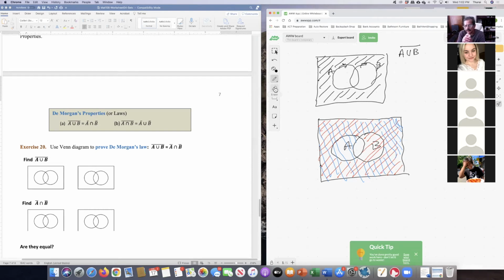So therefore, A bar intersection B bar is outside of the two circles. So that matches the first picture. So therefore, they're both same. A union B bar and A bar intersection B bar are same. We just proved it. Feel free to ask question if you're not following this.